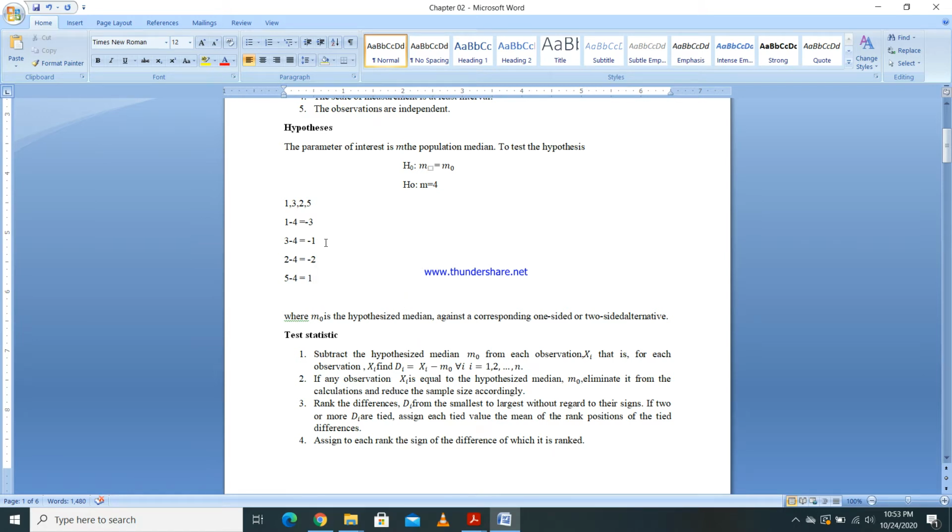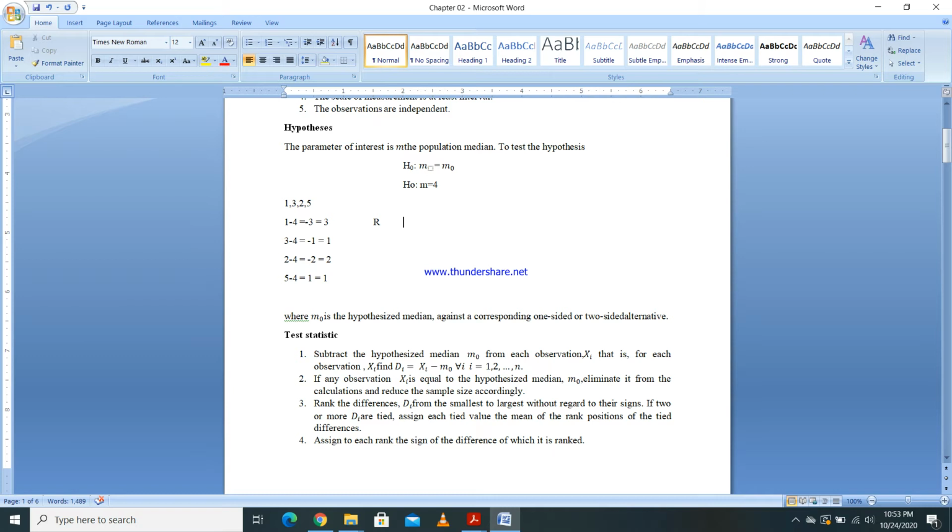Now in this case, if you take the absolute differences, when you take minus 3, absolute value is plus 3. When you take minus 1, absolute value is plus 1. When you take minus 2, absolute value is plus 2. When you take plus 1, absolute value is plus 1. So now you can calculate the ranks, right? So now I'm going to take the rank values. If you are interested in calculating the ranks, let's see.